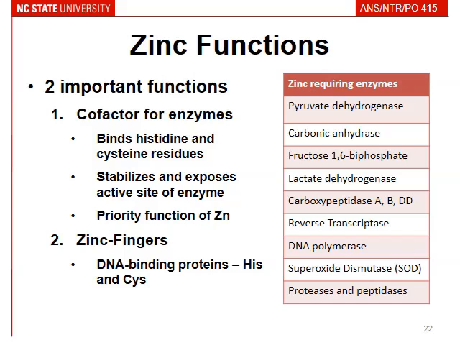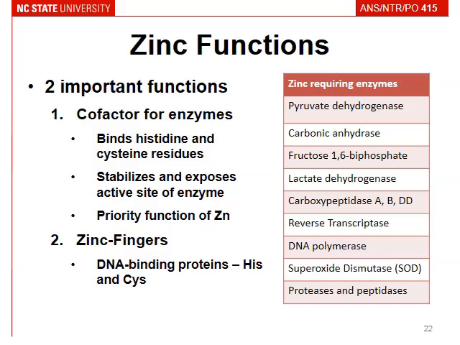Some of the enzymes that require zinc are found here. So we have pyruvate dehydrogenase, which is needed to convert pyruvate to acetyl-CoA, carbonic anhydrase, which is required for the carbon dioxide exchange, fructose 1,6-bisphosphatase, lactate dehydrogenase, carboxypeptidase, reverse transcriptase, DNA polymerase, superoxide dismutase, and various proteases and peptidases. So those are just a few of the 100 enzymes that it is involved in.